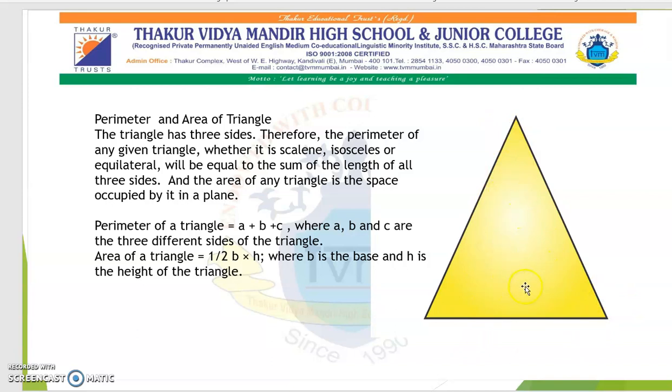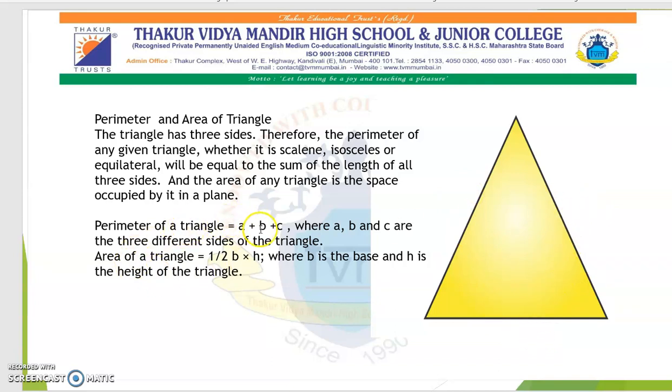What is the inside portion? This yellow part is what? Area of the given triangle. Perimeter of a triangle is what? Sum of all the three sides. Suppose this is A, this is B, this is C. Then perimeter will be equal to A plus B plus C.